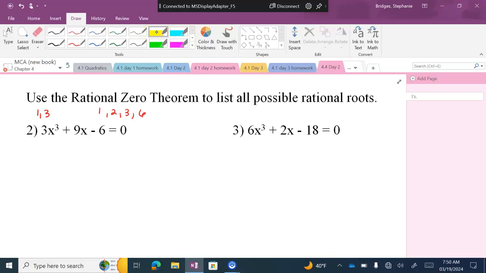Are we ready? Okay. Starting with the first one, constant over leading. So it's going to be plus or minus 1 divided by 1, which is just 1. Do you think that's always going to be a possible set? Yeah, positive and negative 1 are always going to be, no matter what your terms are, a set of possible solutions. Then we're going to do the same thing with the 1 again, but this time we're going to go 1 divided by 3, which would just be plus or minus 1/3.